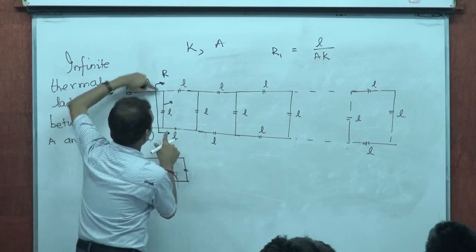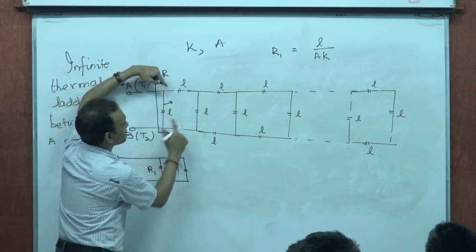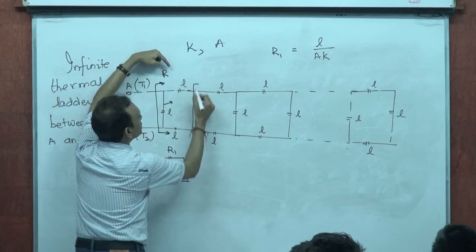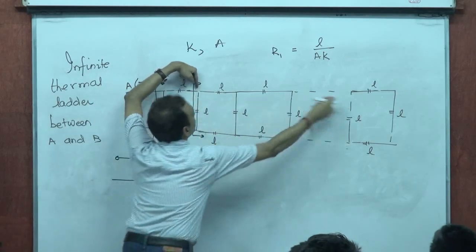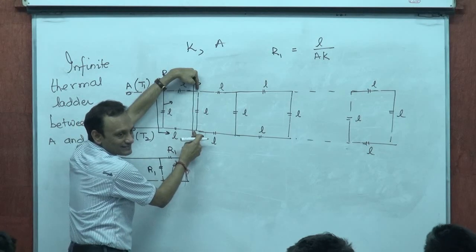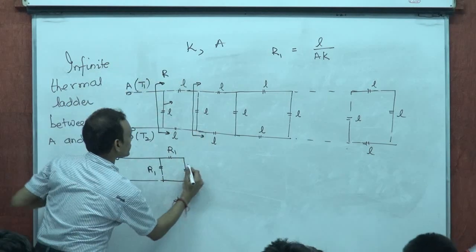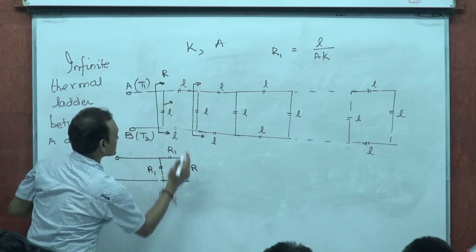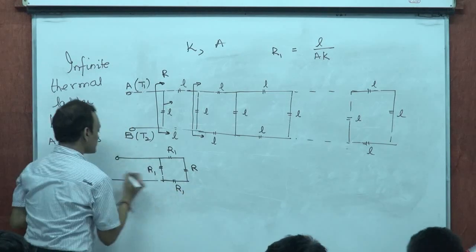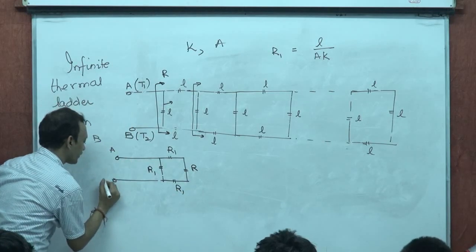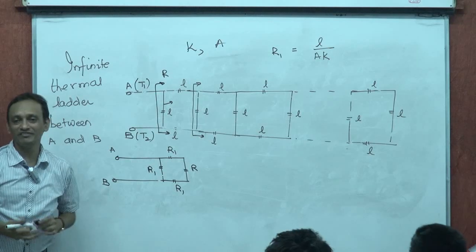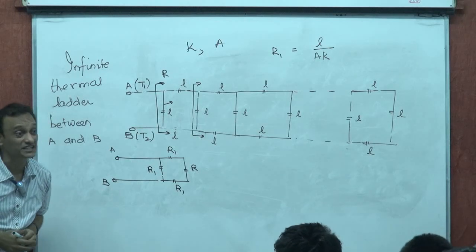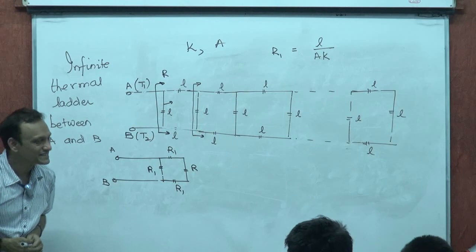Now, if across these two it's R, then if I look at whatever is to the right of this, this whole thing could be replaced by R, isn't it? Right? So then there is a R, and then this is R1, this is R1. That's the equivalent thermal circuit between A and B, isn't it?